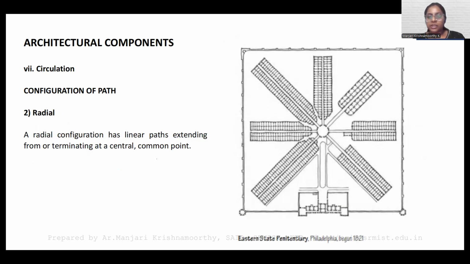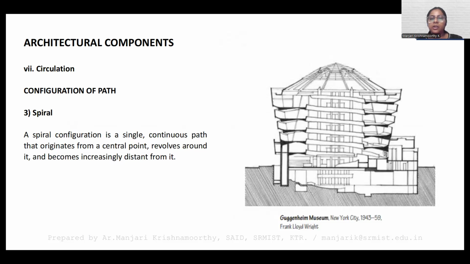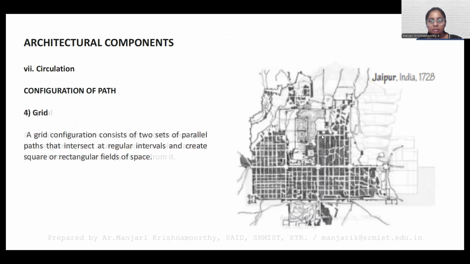The next one will be the radial path, where you can see from a center point all of the linear paths extending to a terminal and meeting at a common point. This is the example of the Eastern State Penitentiary in Philadelphia. This is the spiral evolution, where you can see a continuous path that keeps revolving around the center point, from the bottom to the top, and keeps increasing the distance. This is the Guggenheim Museum by Wright.